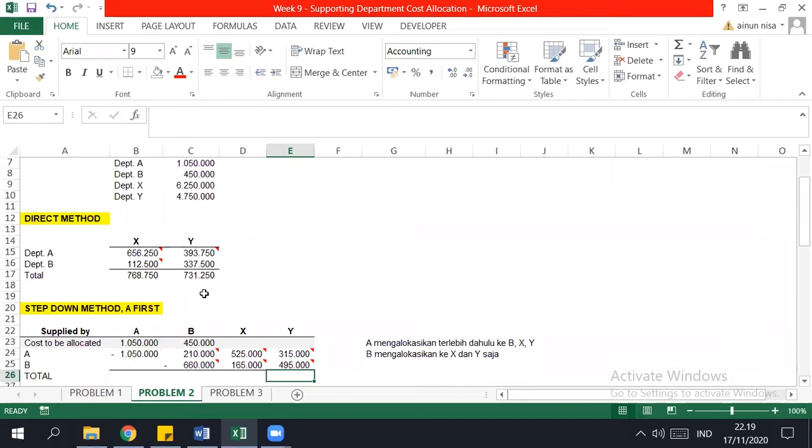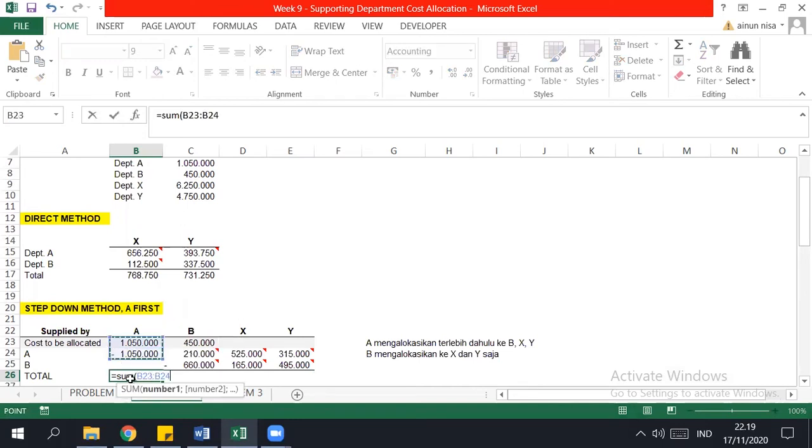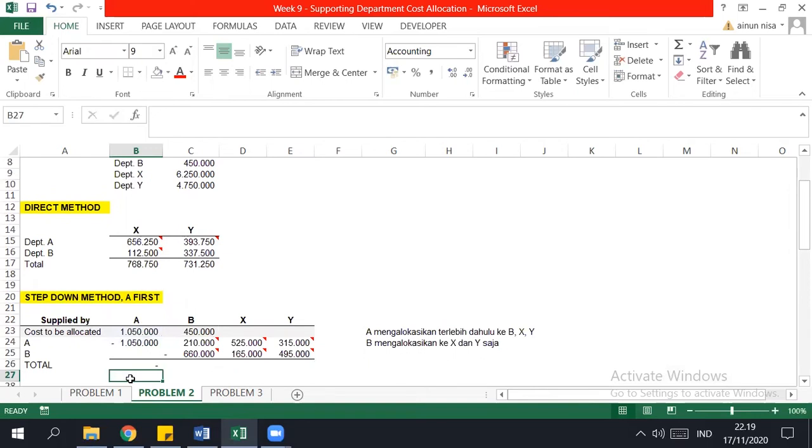After you find all the allocation of the cost, don't forget to total all of the cost for each department. And for Departments A and B, it must equal 0. If it's not equal to 0, then your calculation must be wrong. And for Department X, the total is 690,000, and for Department Y, the total is 800,000. Okay, so that's all for the step-down method, A first.